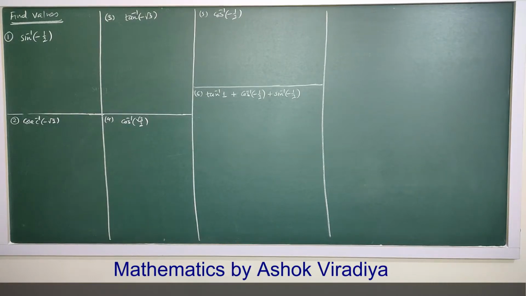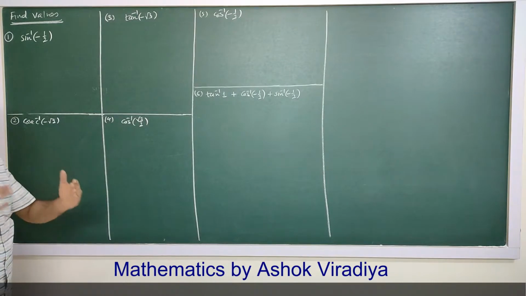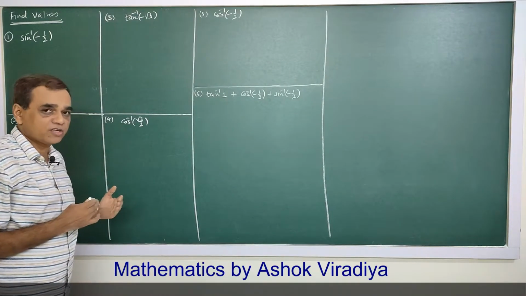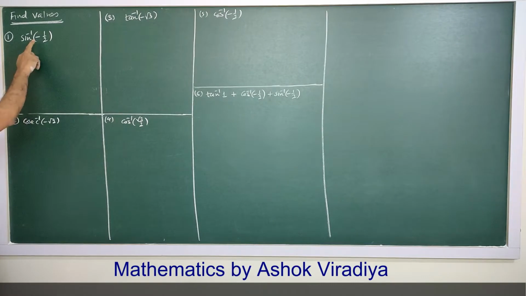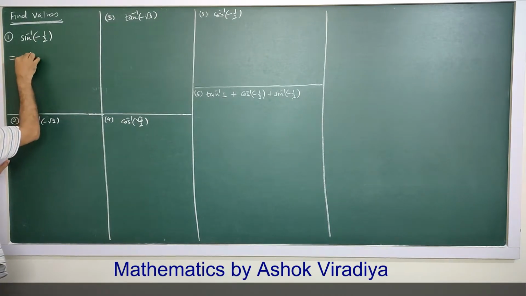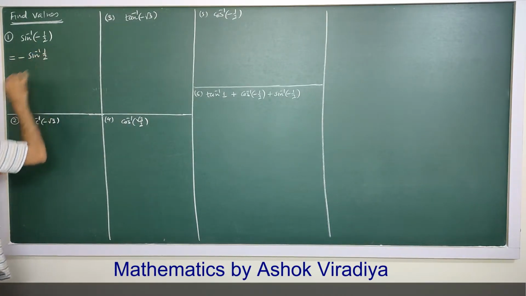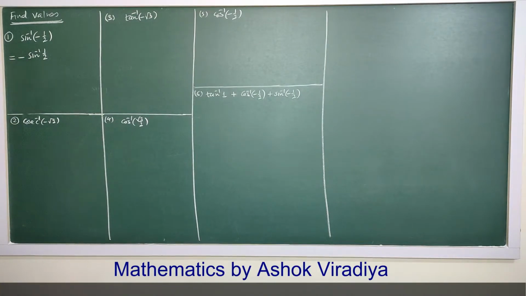Now questions, find the values. Sine inverse minus half. See, whenever a negative number is given, then first of all, using properties of inverse trigonometric functions, we shall take that negative sign outside. We know that sine inverse minus x is minus sine inverse x. So minus is taken out by property.